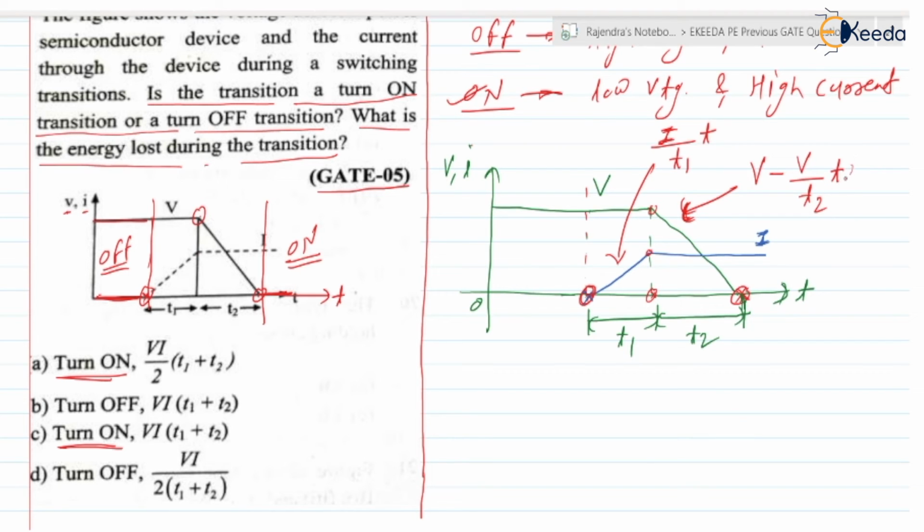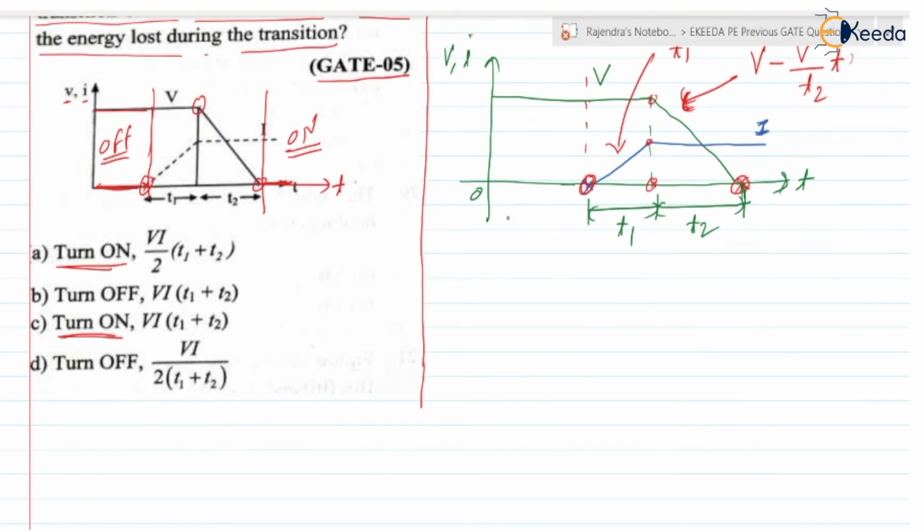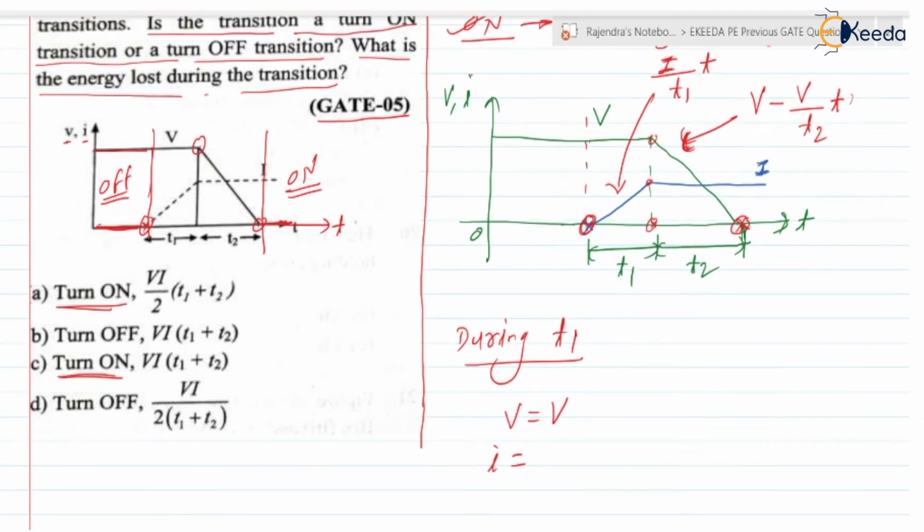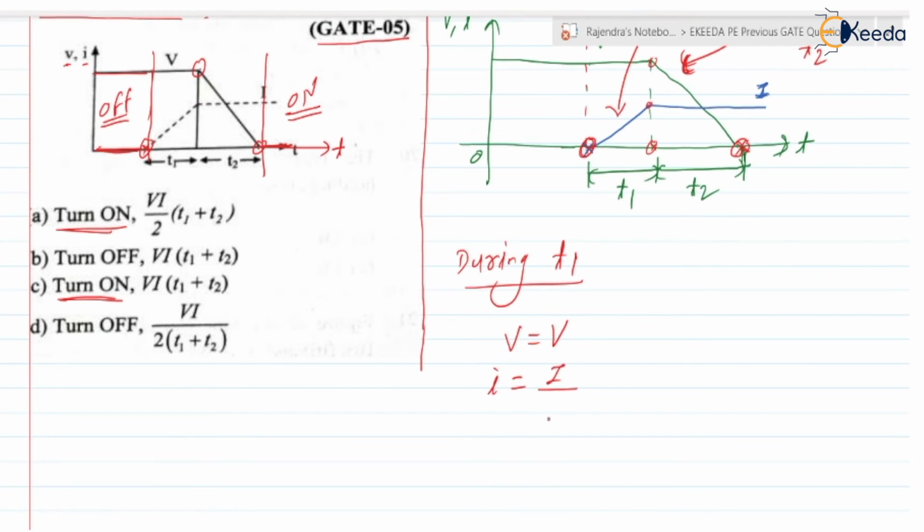At t equal to t2, if you replace t with t2, you will get V minus V, that is equal to 0. So here we can write, during t1, voltage is equal to V, constant. Current I is equal to what? It has an expression I by t1 into t. This is during t1.